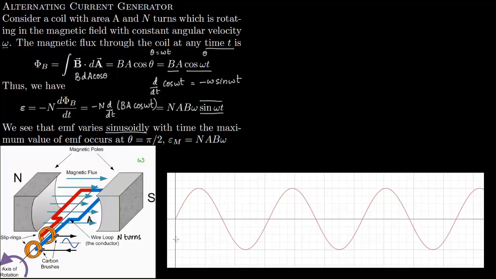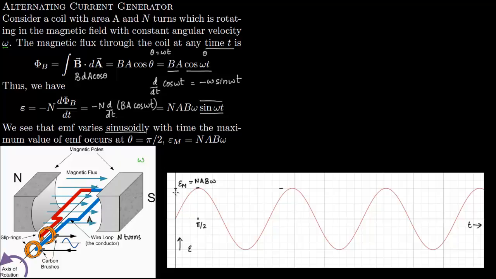So this is how the electromotive force varies with time. So this is the electromotive force in this direction and this is time. So the maximum value occurs here at pi by 2, and this you denote by this E subscript m, and the value of E subscript m is NAB omega.